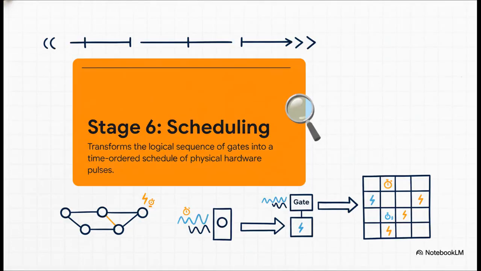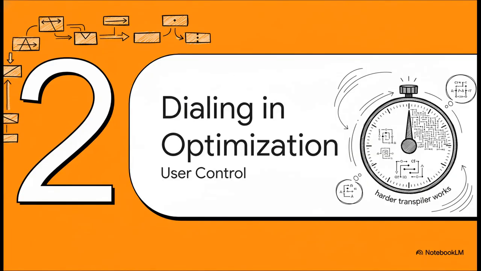And that brings us to the final stage of the gauntlet, scheduling. This is where the abstract list of gates gets turned into a concrete nanosecond by nanosecond execution plan. It assigns a precise timestamp to every single operation, telling the hardware exactly when to fire each microwave pulse at each qubit. This step is absolutely critical for more advanced techniques like the error suppression tricks we're about to talk about.